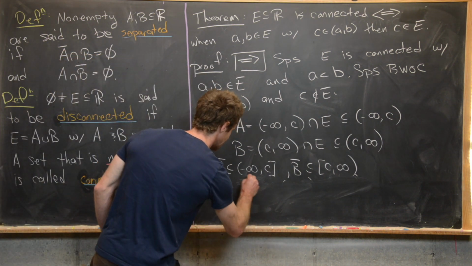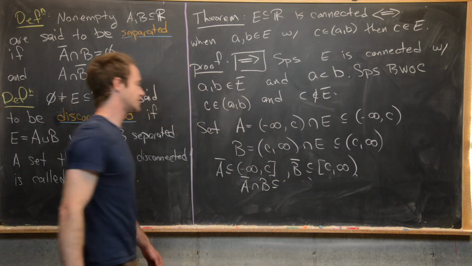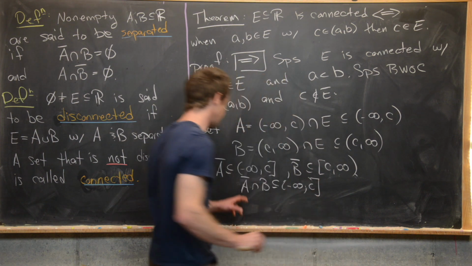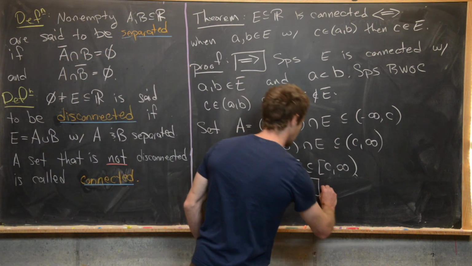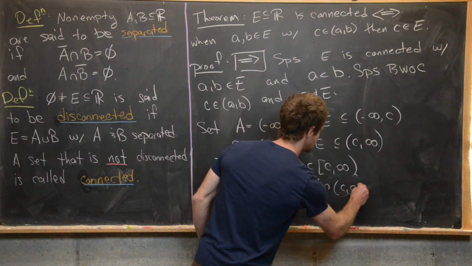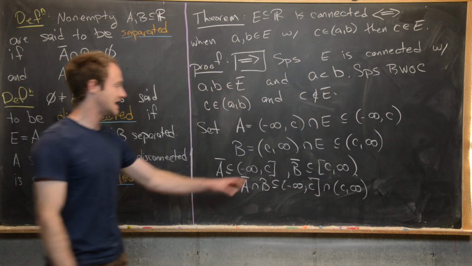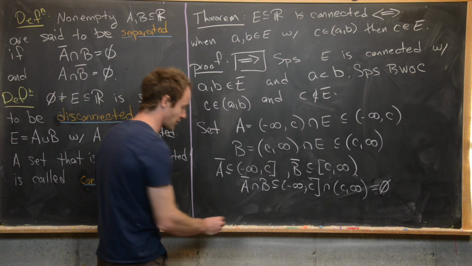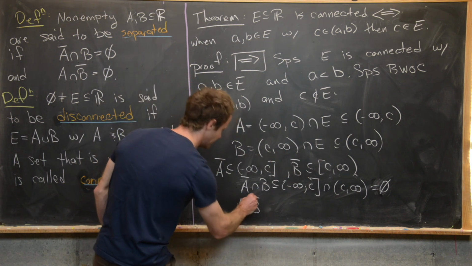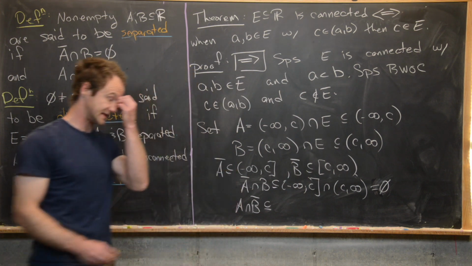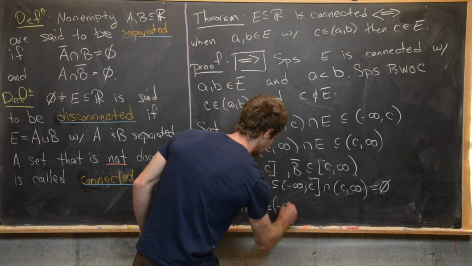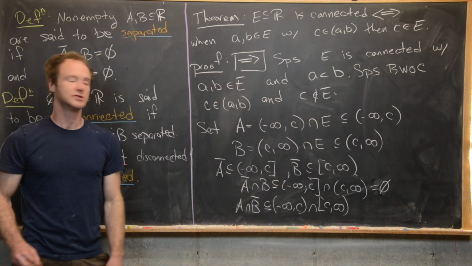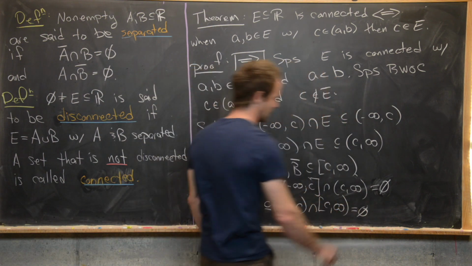So the first thing we want to check is that A bar intersected with B. So that's going to be a subset of minus infinity up to C, including C, because of this A bar part, and then intersected with C up to infinity, but not including C. But now what we want to notice is that intersection is most definitely empty. That's easy to see. And then furthermore, we can do the same thing, A intersected with B bar, in other words, the closure of B. So that's going to be a subset of minus infinity up to C, not including C, intersected with C up to infinity, but including C. And again, that is going to be the empty set.